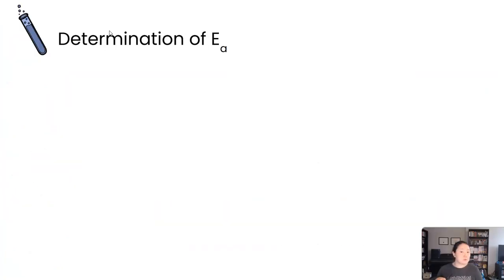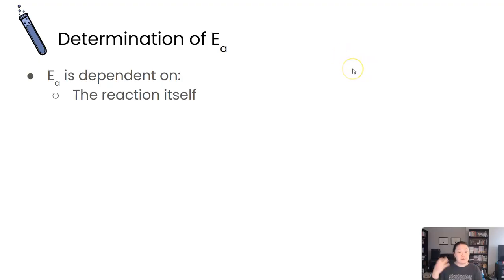So over the last little while, we have talked about activation energy a few times, but how do you actually figure out how much activation energy is? Well, we know that activation energy is going to be dependent on the reaction itself. So depending on the type of reaction, how many particles are reacting, and so forth, it's actually going to change depending on what the reaction is.